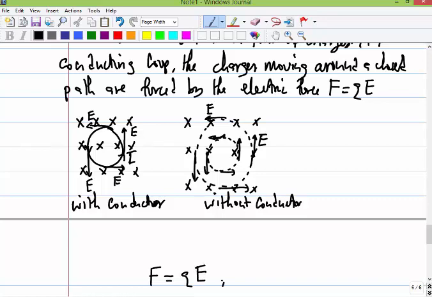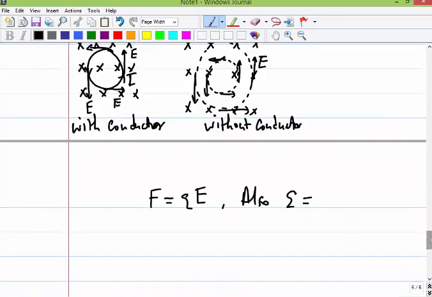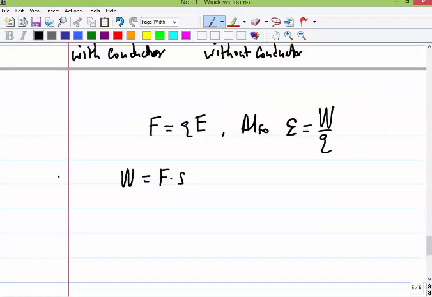We are saying also that for the induced EMF from Faraday's law, the EMF is equal to the work done per unit charge, or EMF is equal to W over Q. And so we can use this. We know W is equal to F ds. So dW, the element of work, is equal to F dot ds. Don't forget these are all vectors, of course.